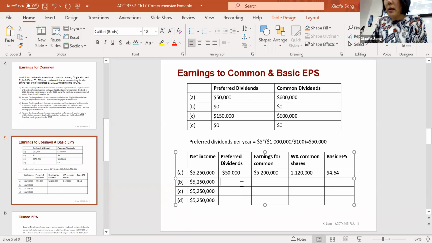The second situation, that no dividends is paid and it's non-cumulative, so we do not subtract anything. So all 5,250,000 belongs to the common and is divided by the weighted average of shares outstanding. Now it's $6.69. The common dividends is irrelevant. We just ignore it altogether.